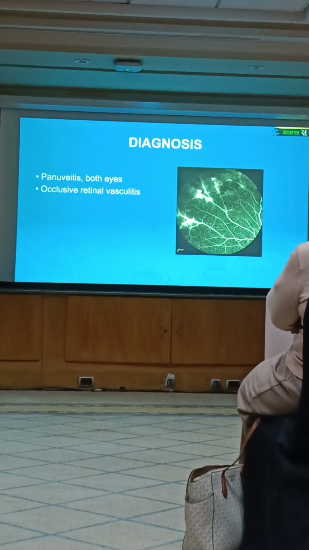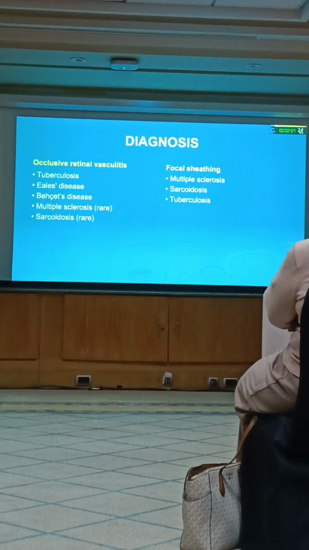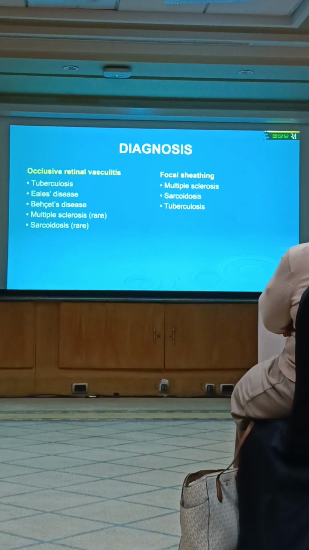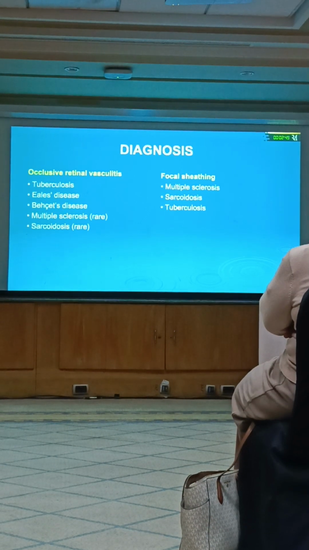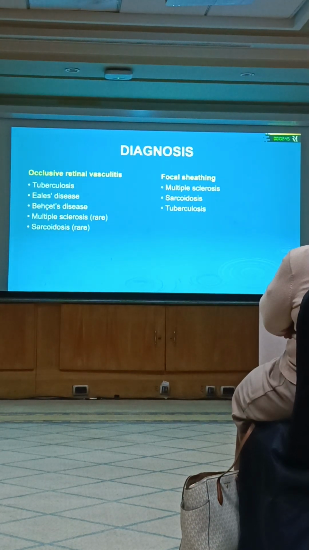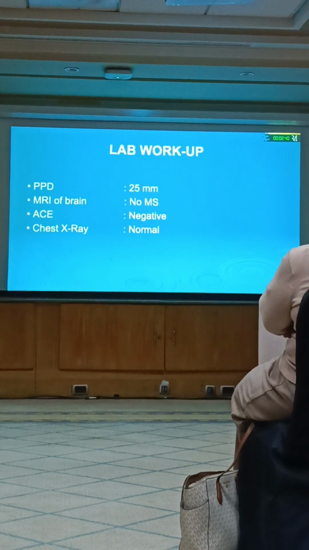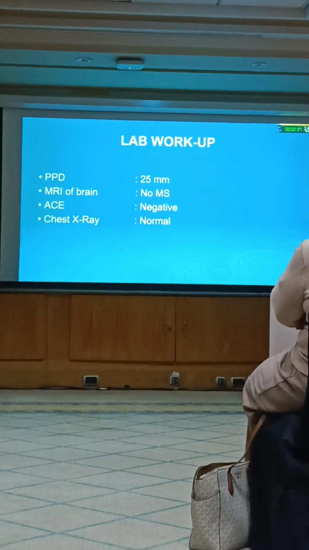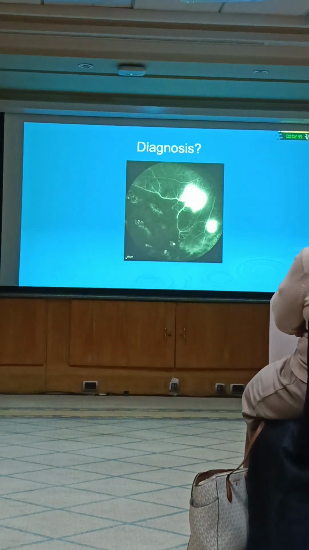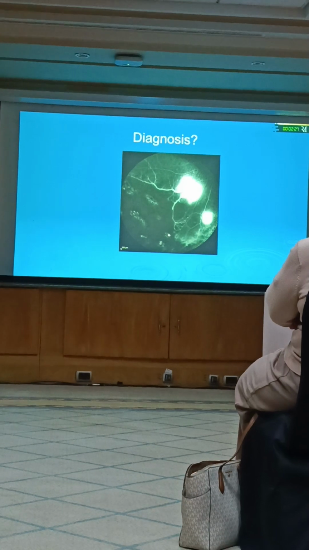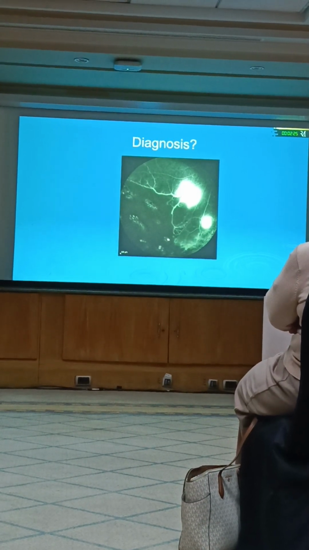So we have panuveitis in both eyes, we have occlusive retinal vasculitis. If you do the matching, occlusive retinal vasculitis has these causes, and the focal sheathing will make it more narrow, so we are suspecting now MS, sarcoidosis, and TB. That's why we ordered the labs. PPD was positive, MRI of the brain to exclude MS was negative, and the ACE was normal, so the patient was diagnosed with ocular tuberculosis. We tailored our labs based on the clinical presentation.